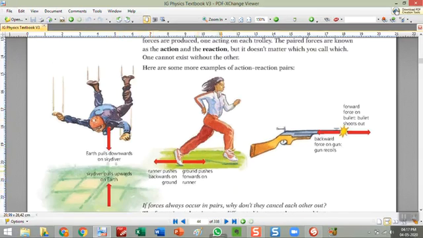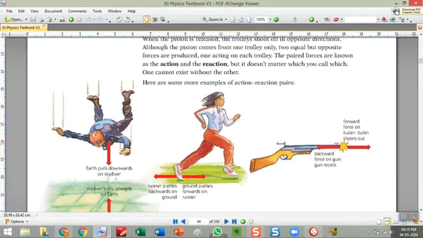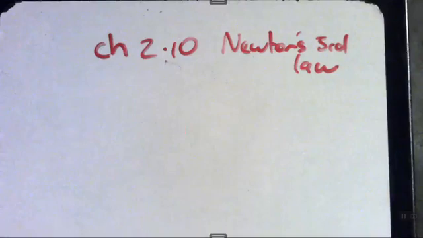Here we see a runner pushes backwards on the ground, but the ground also pushes forwards on the runner. Imagine that there's ice and it's slippery. Then even though the runner pushes backwards, the ice would not be able to push forward and the person would stand still. Here we've seen a nice video of how a gun fires backwards and recoils backwards when the bullet goes forwards.